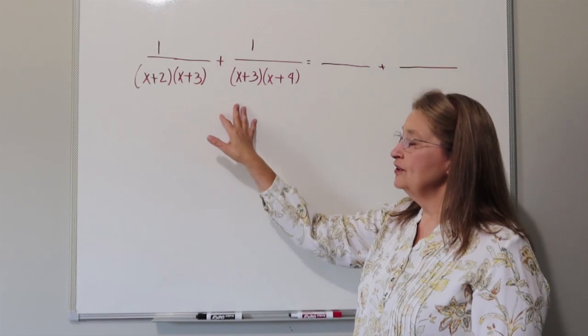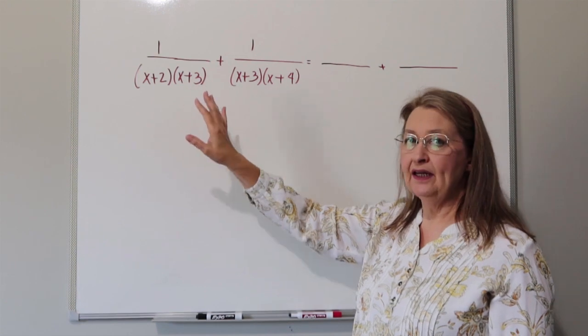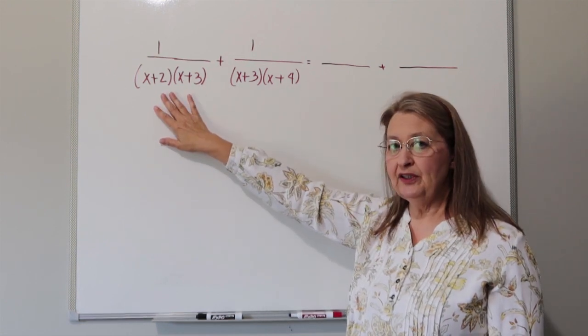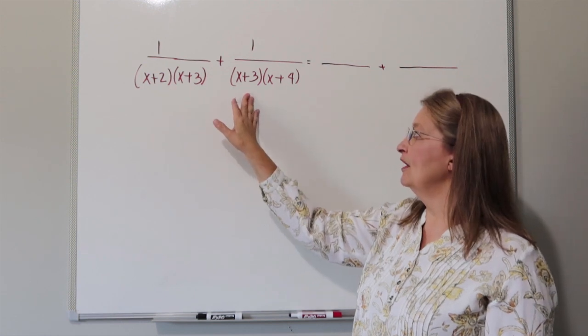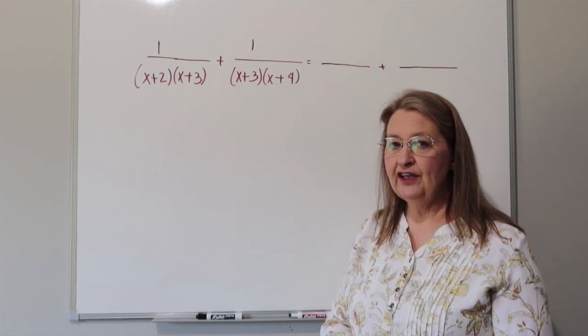Okay, here's a rational expression. So let's see what we need to do. We need to get a common denominator first of all. And in my first one I have x plus 2, x plus 3. In my second one I have x plus 3, x plus 4. So let's pick out one of each factor.